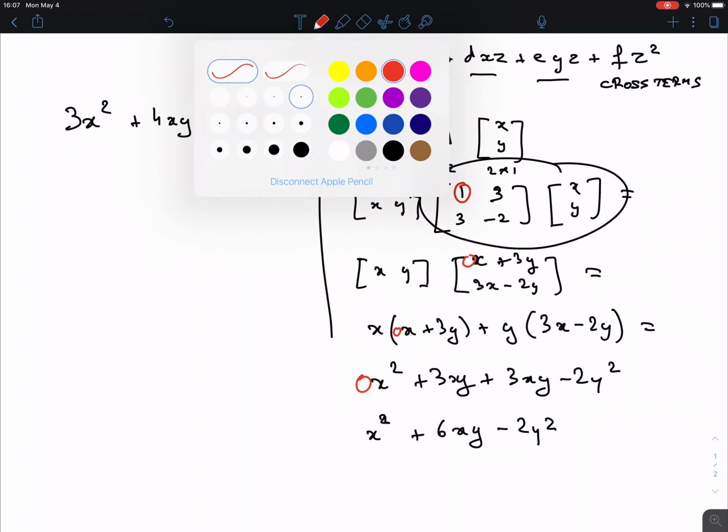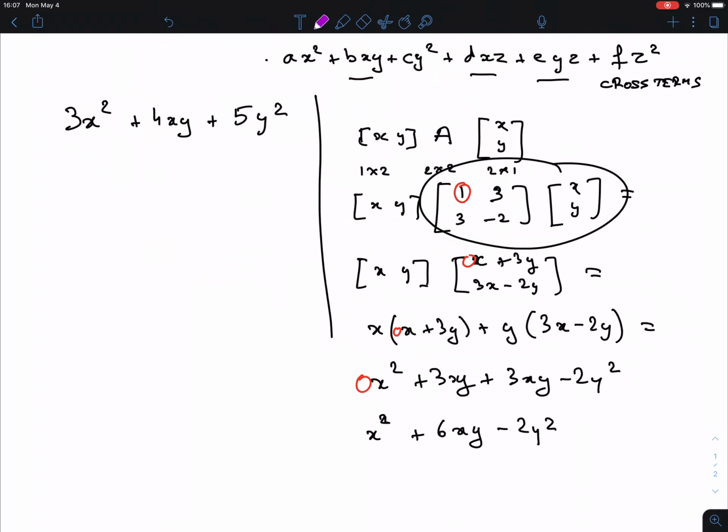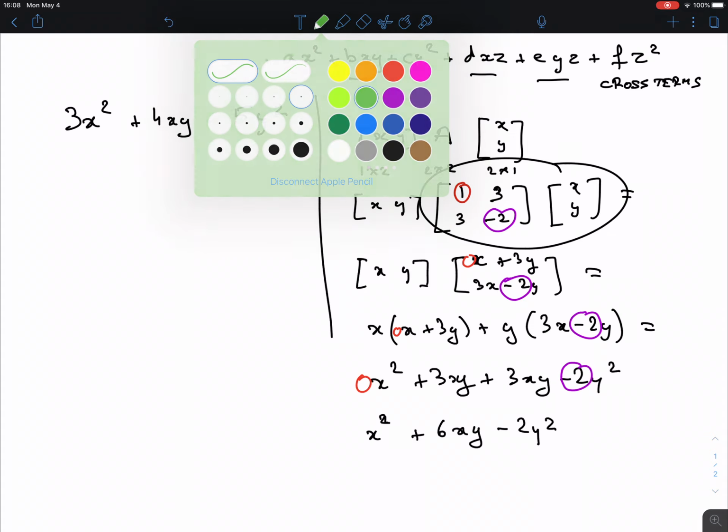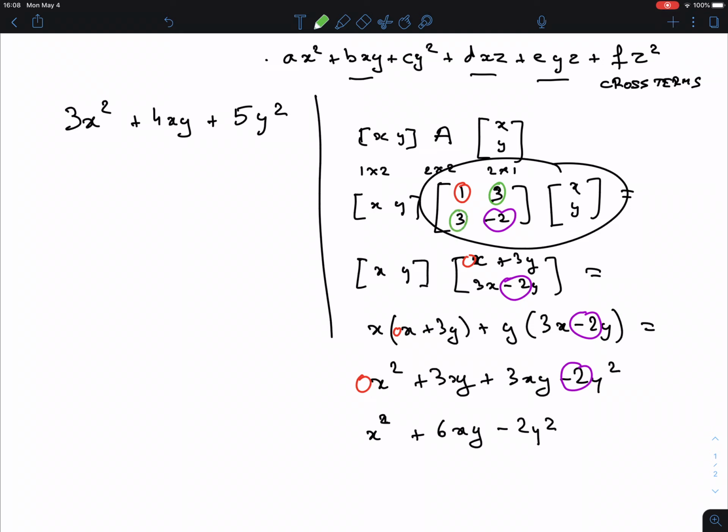Okay, so what happened to the other diagonal element, this negative 2? If you look at what happened to it, it appears here, right? And then it appears here, so eventually it ends up here to be the coefficient of y squared. Now what about the 3 here? Let's look at what happens to the 3. Well, there are two 3's. One goes there and one goes there.